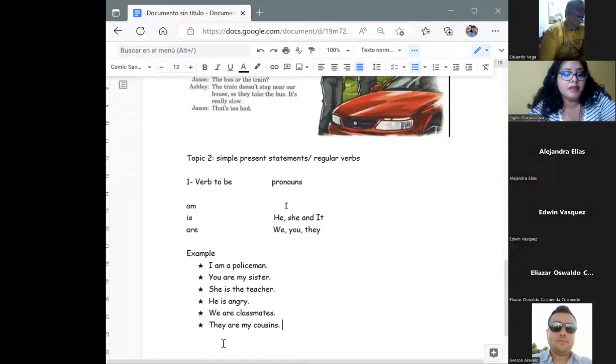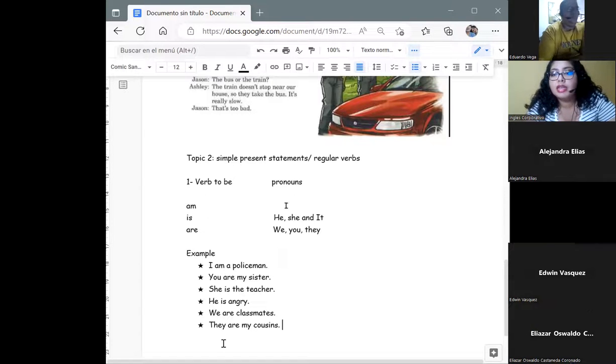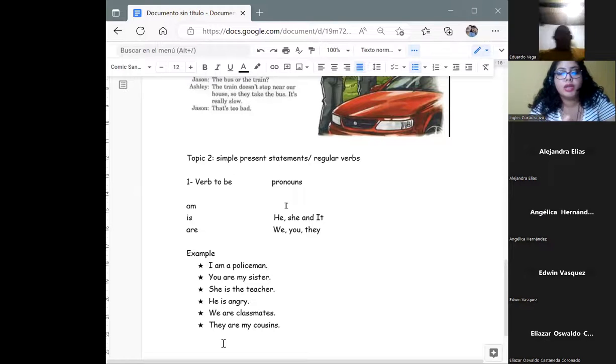Vamos a escribir dos oraciones en el chat utilizando el pronombre, verbo to be y un complemento. O sea, vamos a hacer una oración bastante sencilla y simple. Yo las voy a ir agregando al documento para ver los ejemplos. Les voy a dar un par de minutos para que puedan completarlo y luego yo lo voy agregando al documento.